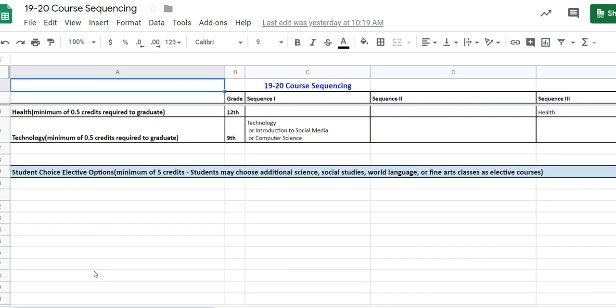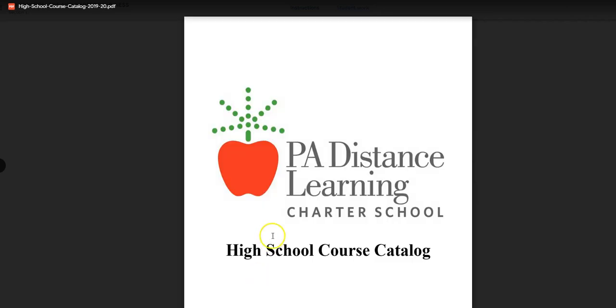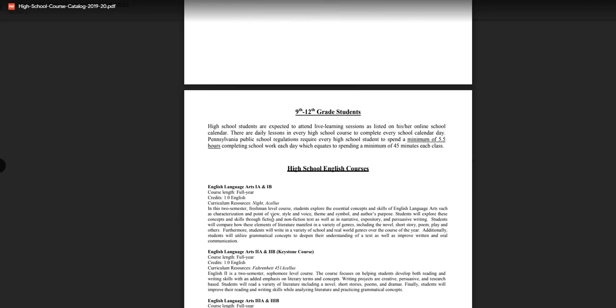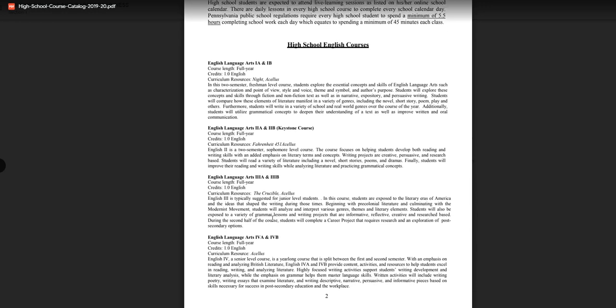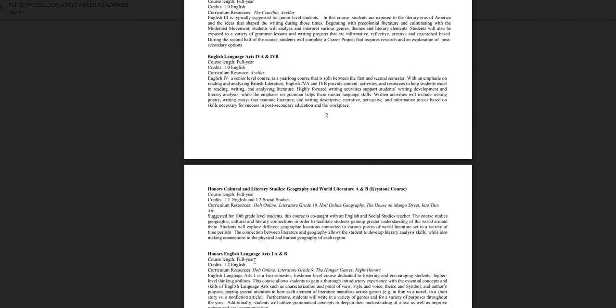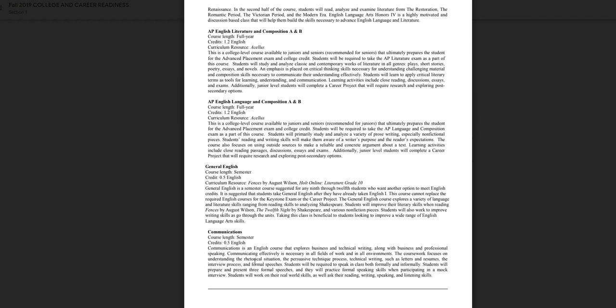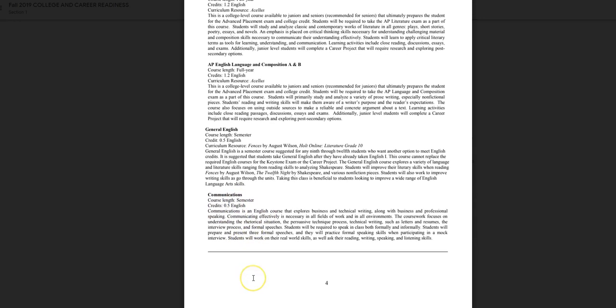So then you have your student choice elective, and you might say, well, there's nothing here. This is where the course catalog comes into play. So you have the opportunity to look at the course catalog from this year and examine what courses are available. Okay, and it tells you if a course is full year or if it's a partial year, like a semester course. Let me see if I can find you one here. So communications, it's a semester course, it's half a credit. Gives you a short description.